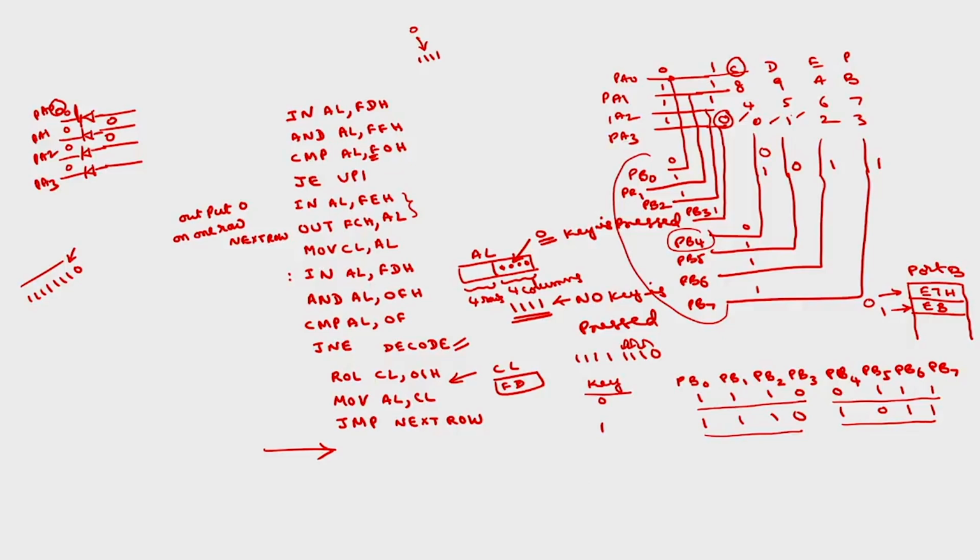Then that value I want to take into the accumulator. The only thing remaining is how to encode, how to read the key value into the AL register. That part we will discuss in the next class.